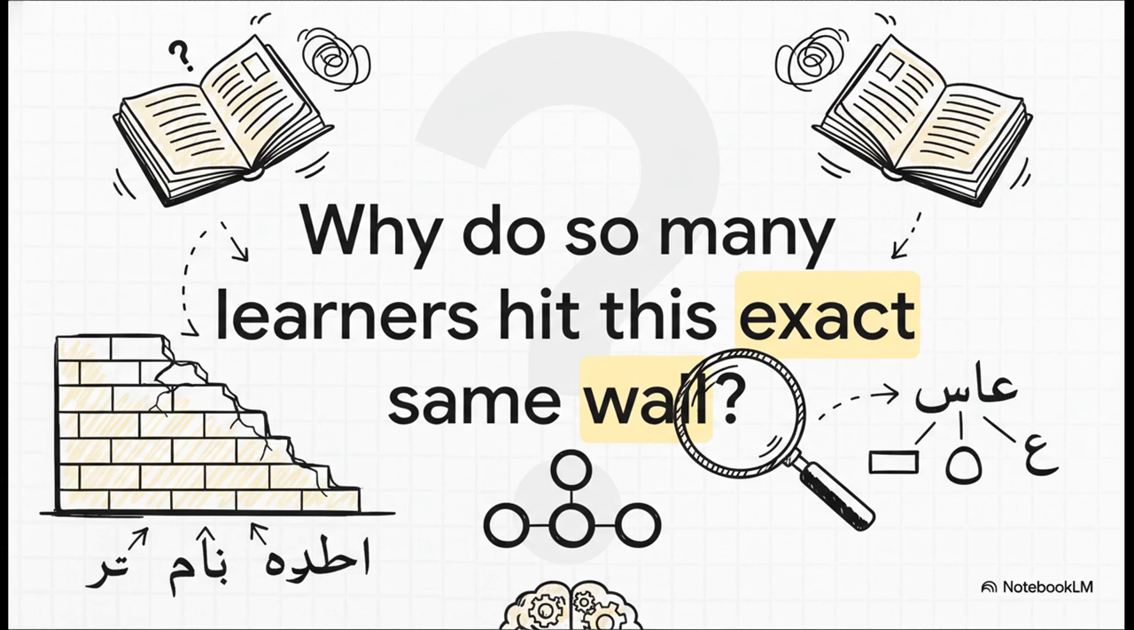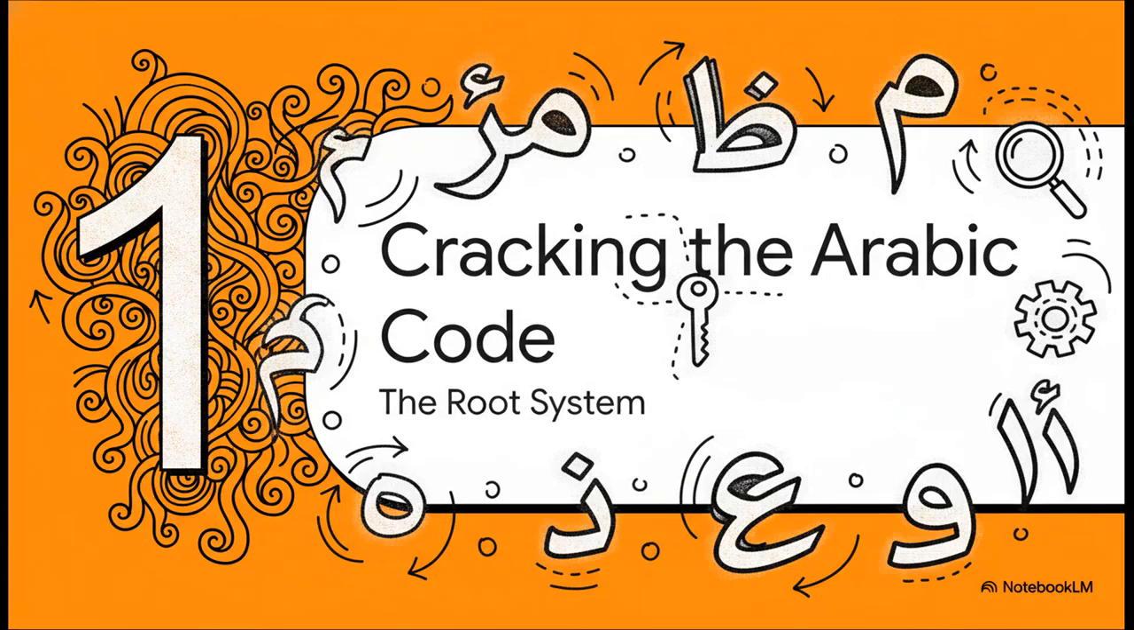Well, the answer is that this frustration isn't a failure. It's actually a giant clue. It's pointing to the fundamental structure of the Arabic language, something that works very differently from English. And that clue leads us right here to the Arabic consonantal root system. This is the code we are going to crack today. And I'm not exaggerating when I say that understanding this one concept is the single biggest leap you can make in your Arabic studies. It literally changes everything.